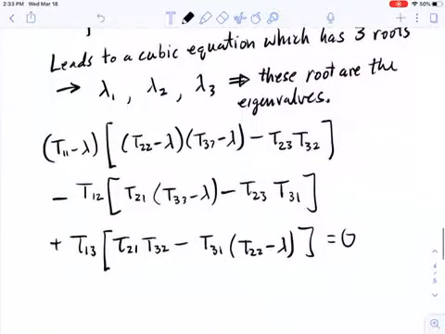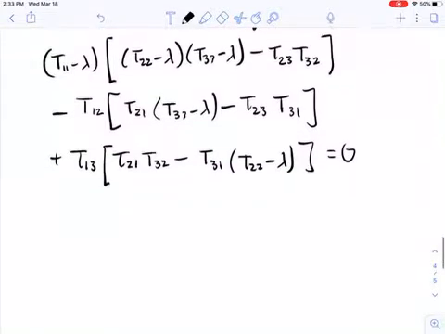Okay, good. So if you actually expanded out all of these terms, which I'm not going to do, you're going to have some terms that are like lambda cubed, some that are lambda squared, some that are linear in lambda, and some that don't involve lambda at all. And that's a cubic equation equal to 0, so there'd be 3 solutions, and those are the eigenvalues.